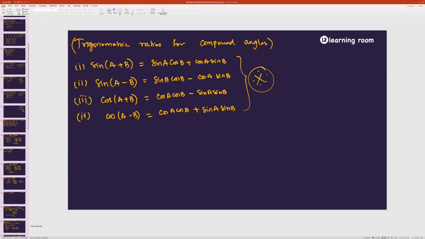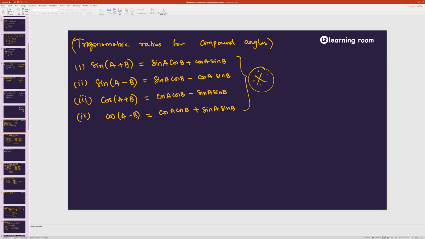Sin cos plus cos. Right? When I say the order, sin cos, it is A plus B. I always follow the order of the angles. Sin cos plus cos sin is what? Sin of A plus B. Sin of A minus B. Sin cos minus cos sin.